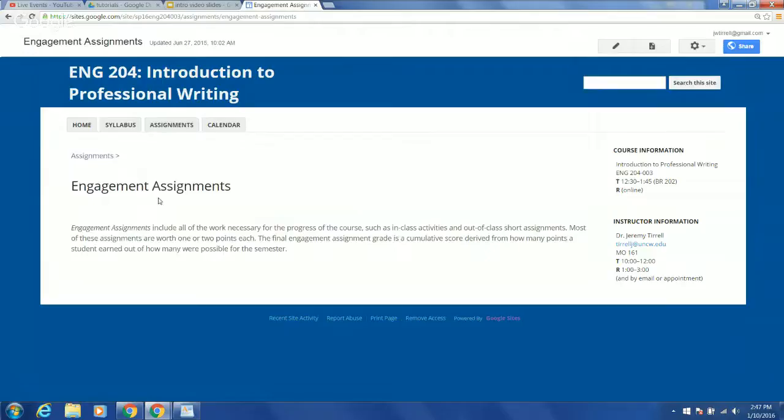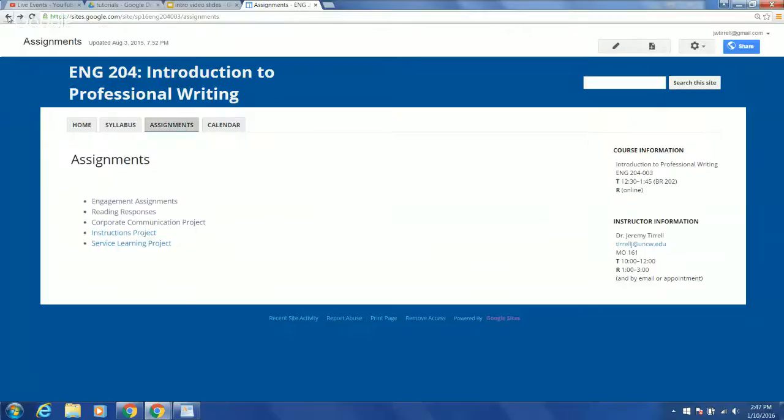Engagement assignments, that's 5% of the total grade. Those are just small assignments that are both in and outside of class, things we do in order to make the class move forward. So, drafting stuff is an engagement assignment. We're going to look at an example of a form that's an engagement assignment in a minute here. They're important small things that we do to keep things progressing.